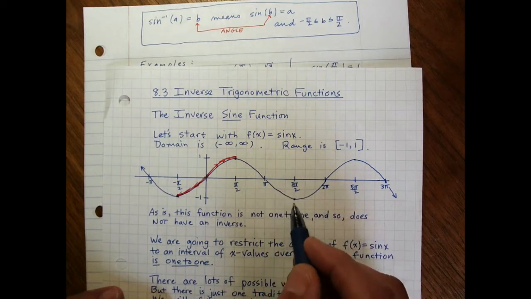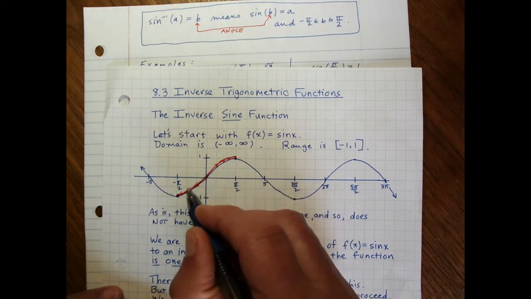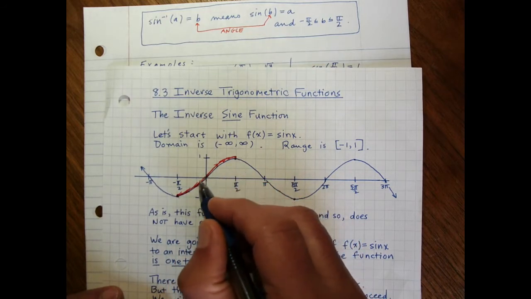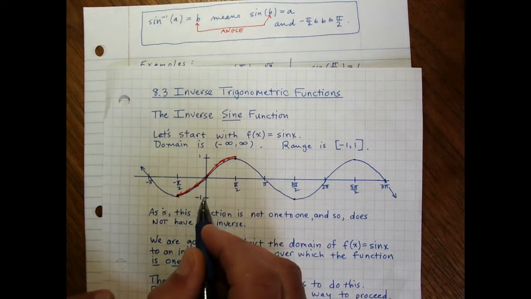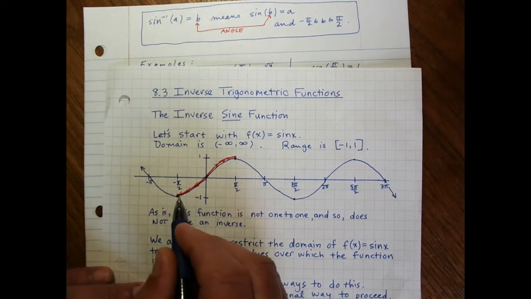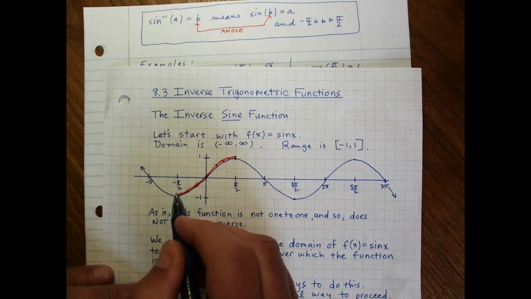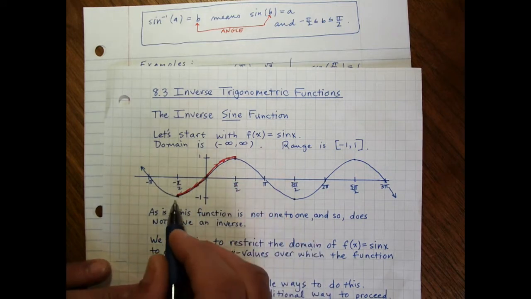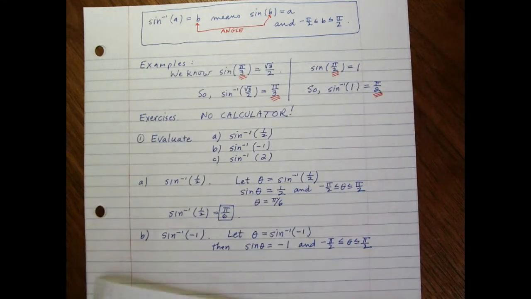So yeah, it's true, sine of 3 pi over 2 is -1, but for the inverse sine function, I have to find my point along this portion of the curve, so I have to use a different angle value where sine is -1. I have to use negative pi over 2, because negative pi over 2 is on that restricted interval, and sine of negative pi over 2 is -1.